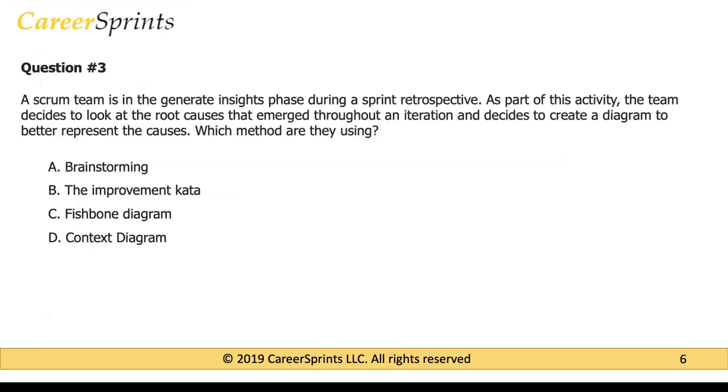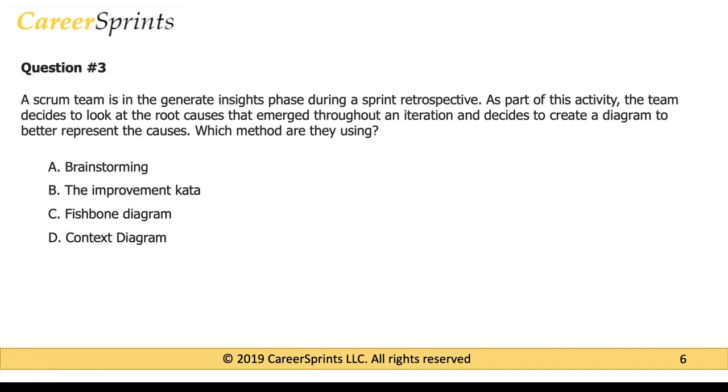So question number 3. A Scrum team is in the generate insights phase during a sprint retrospective. As part of this activity, the team decides to look at the root causes that emerge throughout an iteration and decides to create a diagram to better represent the causes. Which method are they using? So option A is brainstorming, option B is improvement kata, option C is fishbone diagram, and option D is context diagram. So take a couple of seconds, pause the video and think about the answer.